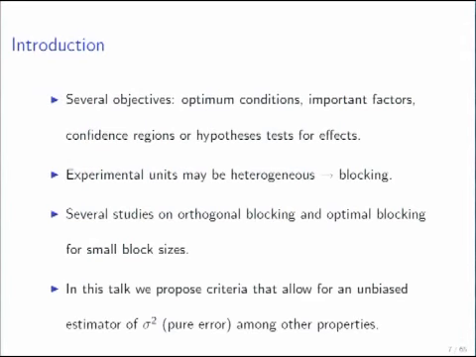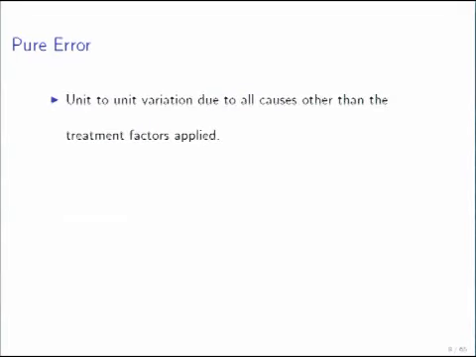But in this talk, we will propose criteria that allow an unbiased estimate of sigma squared, the so-called pure error, among other properties, in order to make valid inferences about the treatment effect. So, at first, let's have a look at the definition of pure error. That is the unit by unit variation from genuine replication of treatments.